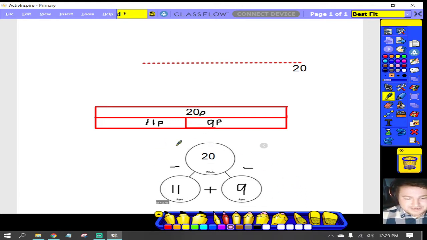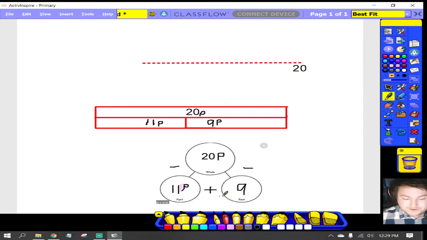So I popped it into a part-whole model where I think a banana costs 11p. If not, let's pretend a banana costs 11p. They paid with a 20p. So I popped it down here because essentially what we were doing was 20 take away 11.